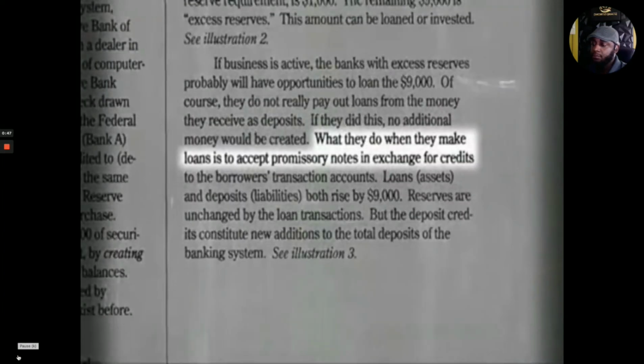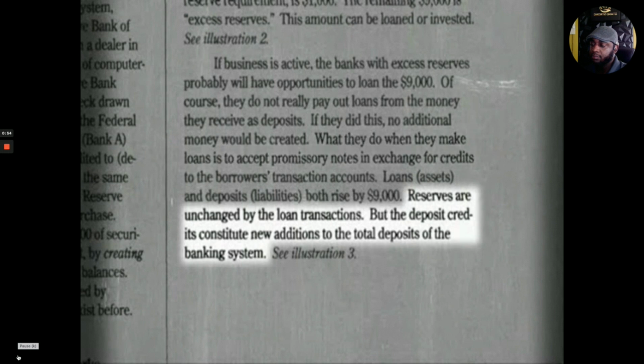Remember what modern money mechanics stated about loans? What they do when they make loans is to accept promissory notes in exchange for credits. Reserves are unchanged by the loan transactions, but deposit credits constitute new additions to the total deposits of the banking system. In other words, the money doesn't come out of their existing assets. The bank is simply inventing it, putting up nothing of its own, except for a theoretical liability on paper.